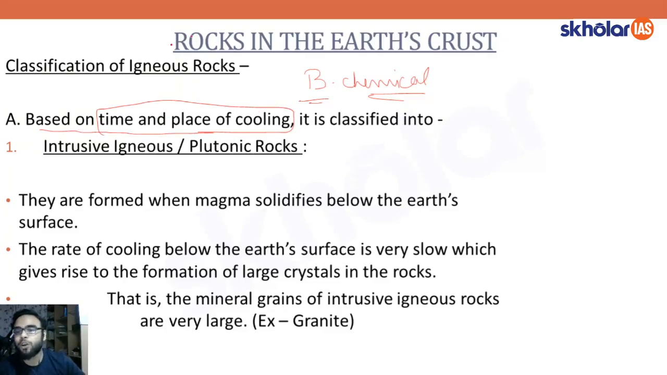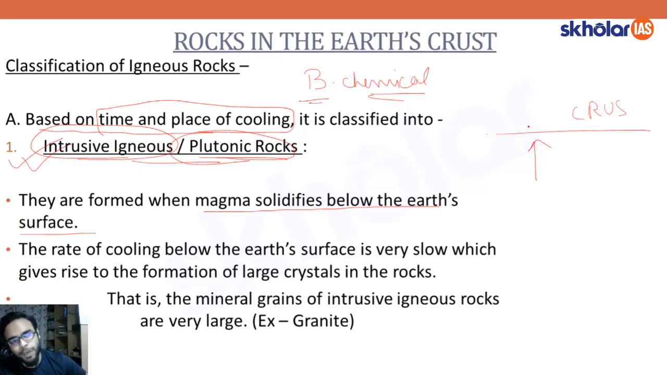The first one is intrusive igneous or plutonic rocks. Remember both the terms, plutonic rocks and intrusive rocks. So what are these intrusive rocks? These are formed when magma solidifies below the earth's surface. This is the crust, magma is flowing upwards, volcanic eruptions, right? So here it will be called lava and here it will be called magma.